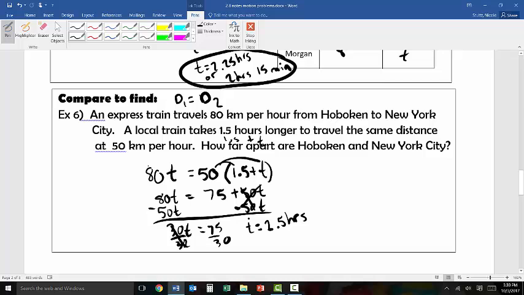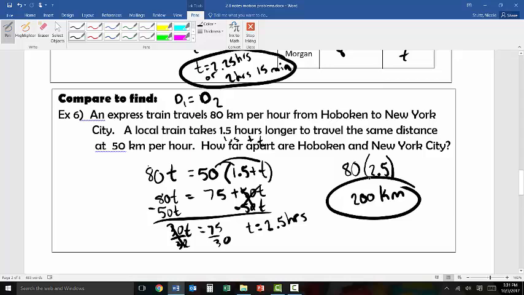So when you're finished, you should get that the time that the first train was driving was 2.5 hours. So if you want to know the distance between Hoboken and New York City, all you got to do is put 2.5 in for one of these sides of the equation. It doesn't matter. So I'll just pick 80 because that seems easier. And 80 times 2.5 is going to be 200. And we're talking about kilometers. So that's our distance.